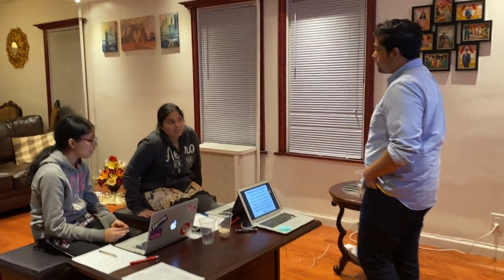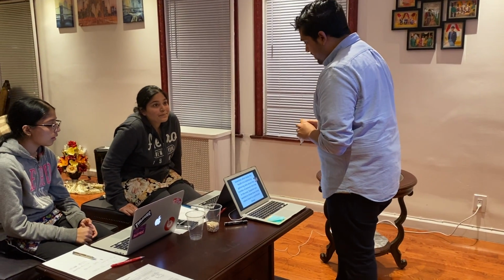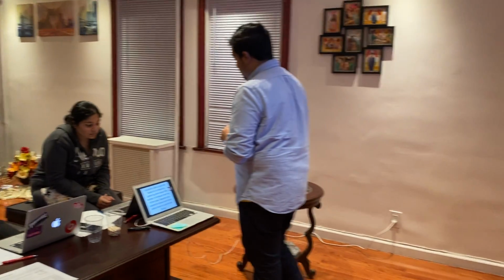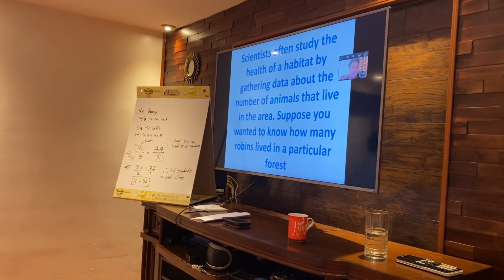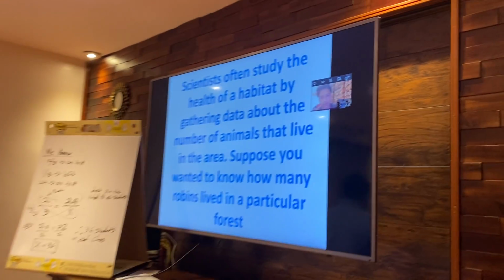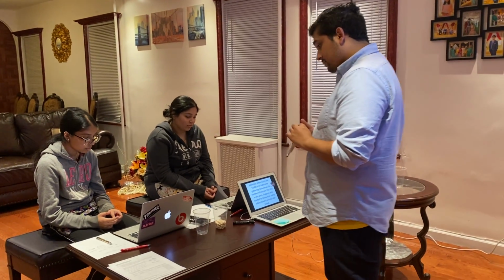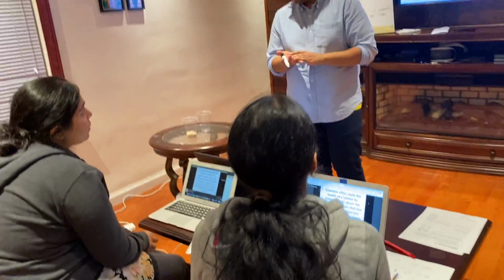Okay, great. All right, let's bring it back. 3, 2, 1. Mamun, can you share one idea that you think scientists use to calculate the number of, let's say, robins in a particular forest? We don't really know the numbers of animals in the habitat. We use an equation as we did before. Okay, so we can set up some sort of function, some sort of equation.